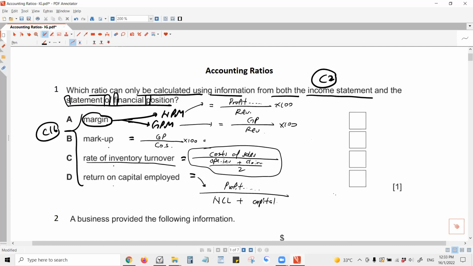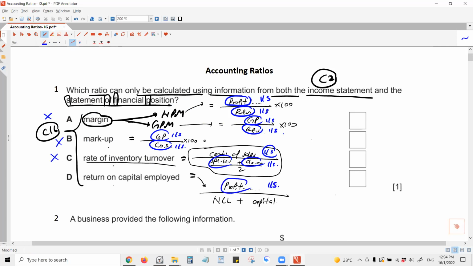Anybody wants to change answer? Give you 10 seconds if you want to change answer. Okay, now I tell you which is the answer. Profit for the year comes from income statement. Revenue comes from income statement. Gross profit comes from income statement. So for sure, answer is not A. Gross profit comes from income statement. Cost of sales comes from income statement. So answer is not B. Cost of sales comes from income statement. Opening inventory, closing inventory come from income statement. So for sure, answer is not C.